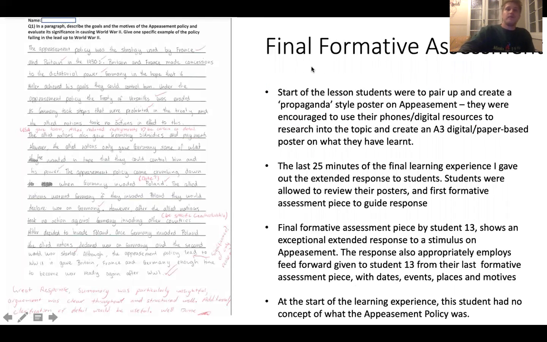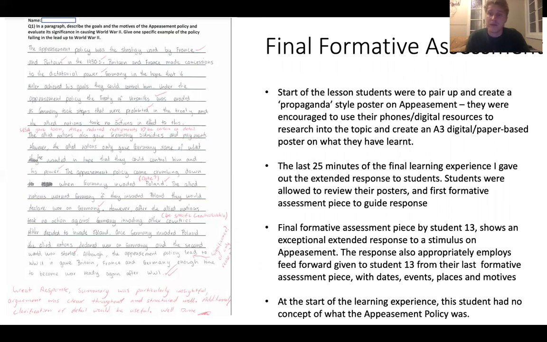Right, so our final formative assessment. At the start of the lesson, the students created a propaganda style poster where they paired up and researched appeasement and created an A3 digital resource or A3 paper resource, which they could then use in their final response. And that's really about them taking ownership of their research and of their learning.